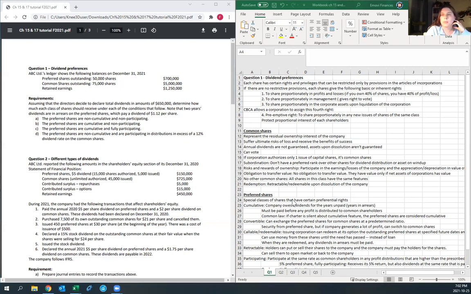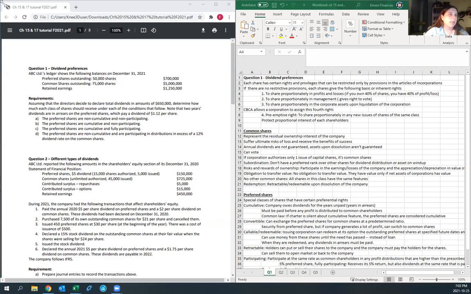So let's say a shareholder has 100 shares and there's a total of 500 shares, so they own 20% of the company. With the preemptive right, if there's a new issuance of 500 more shares, they're still going to have 20% of the voting and ownership of the company. So they're going to have 200 shares, still 20% of the company.